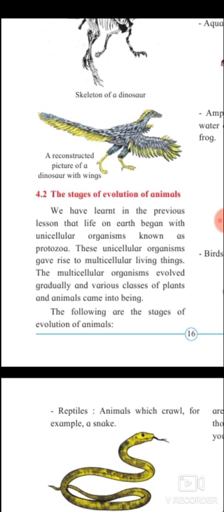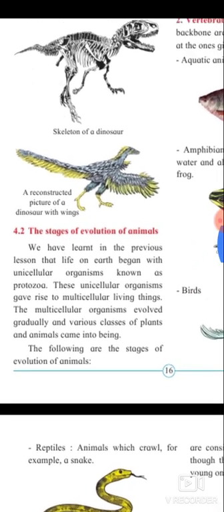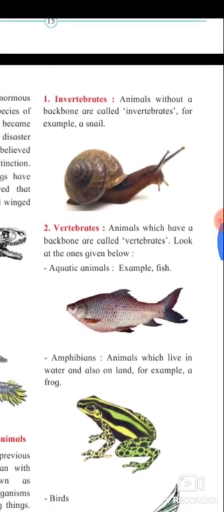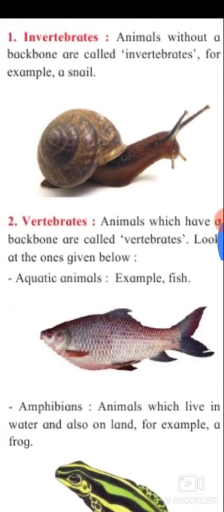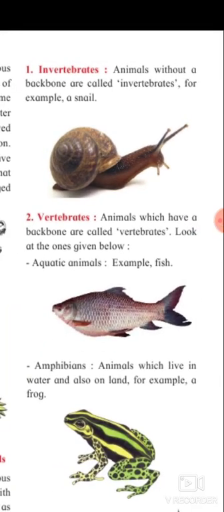So these unicellular organisms converted into multicellular organisms. Likewise, various classes of plants and animals came into being. The following are the stages of evolution of animals. First of all, invertebrates: animals without a backbone are called invertebrates. The example is the snail. The snail doesn't have a backbone.